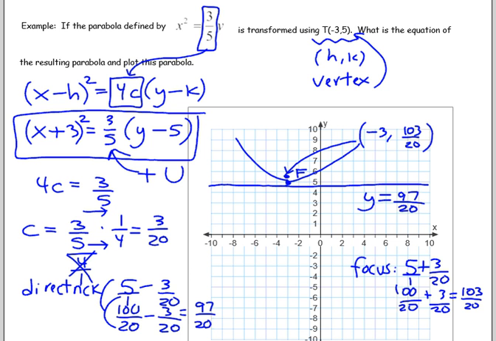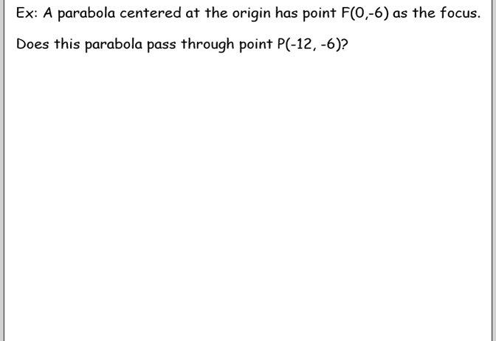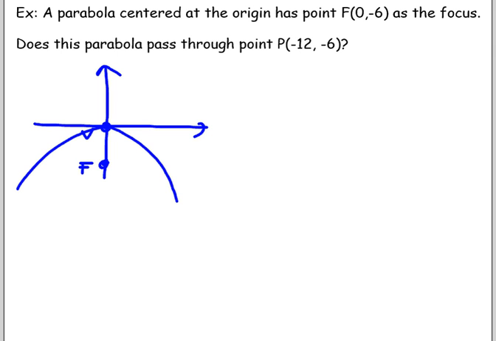All right. Okay, another example. If you have a parabola centered at the origin that has the point (0, negative 6) as the focus. Let's sketch first before we even read the question. So you're centered at the origin and it has the point 0, negative 6 as the focus. Okay, so you know that I'm going to sketch it opening downward like this. Is the point negative 12, negative 6 passing through this parabola?